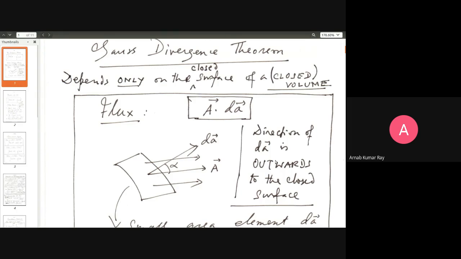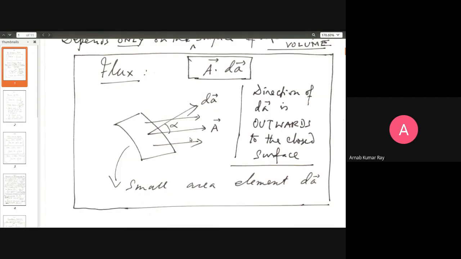You have to take the dot product of these two vectors, vector A and vector dA. Ultimately, what is A into dA? You have gathered all the field lines of vector A over this small area element. And that actually is the definition of flux. I shouldn't use the word definition; it is the understanding of flux.